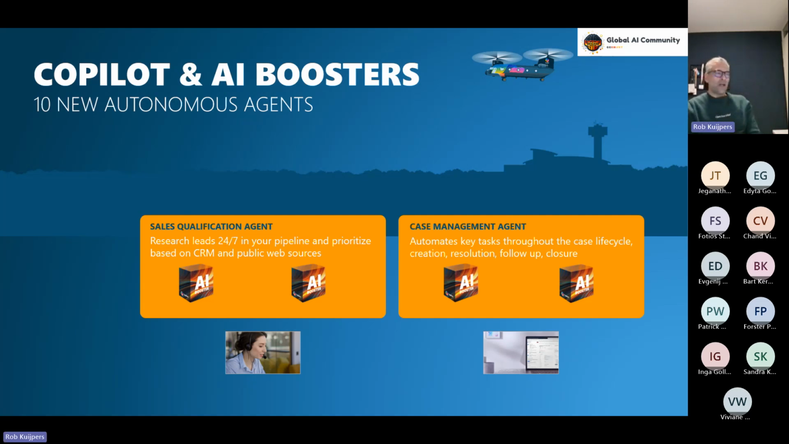The second one that I would like you to watch is for when you are in the customer service department. There is a case management agent. So when a case comes in, it can look at creation, help you find the resolution and follow up, try to solve the case and close it, doing all the communication with the person who has entered or registered the case within your organization. Two of the new autonomous agents Microsoft has created for you are related to CRM.